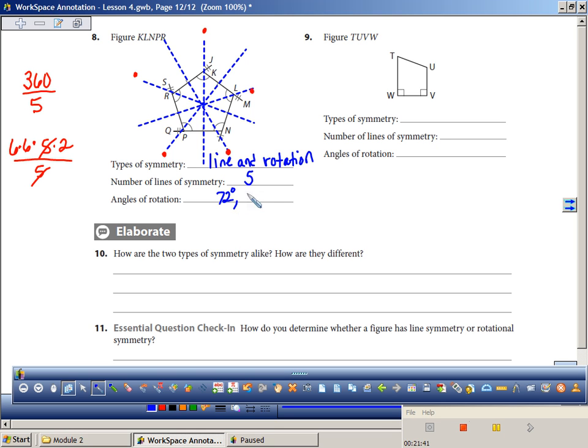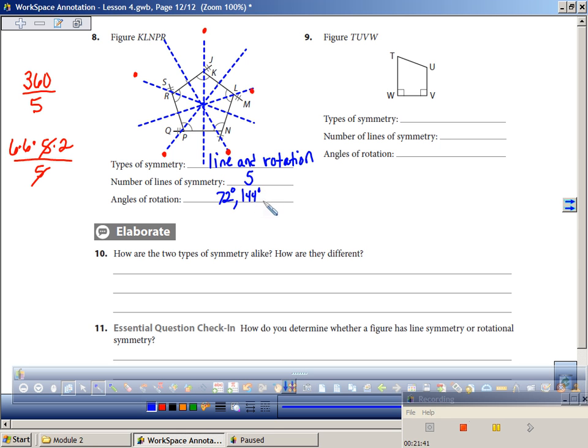What would be the next angle of rotation? 144. And the next one? 216. And the next one? Is there any more? There's one more. If you add 72 to 288, you're going to get 360.